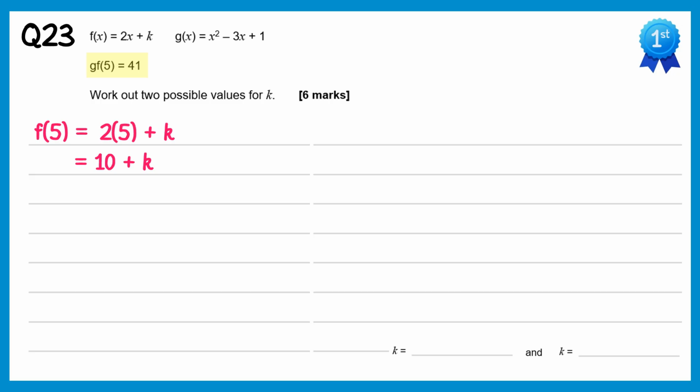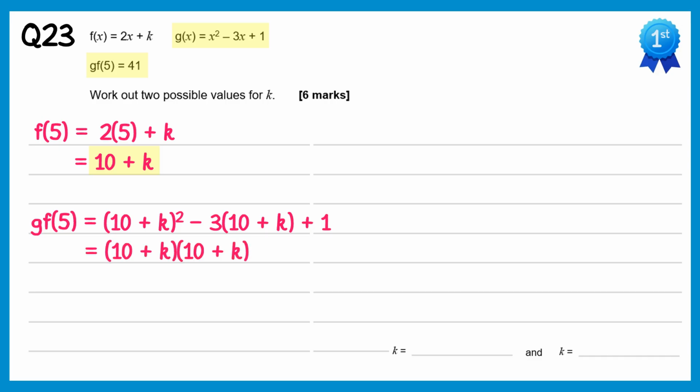Now we're going to put that inside the g function since it says g of f of 5. So if we put 10 plus k into the g function, what does that mean? Well, if we go up to this g function here, everywhere where we see an x, we need to write 10 plus k. So to do gf of 5, we've got x squared, but we know that x is 10 plus k, so (10 plus k) squared, minus 3 lots of x, but x is this 10 plus k, and then plus 1. Now there's lots of expanding out to do here. That first bracket, (10 plus k) squared, is really a double bracket, and then we've got this on the end.